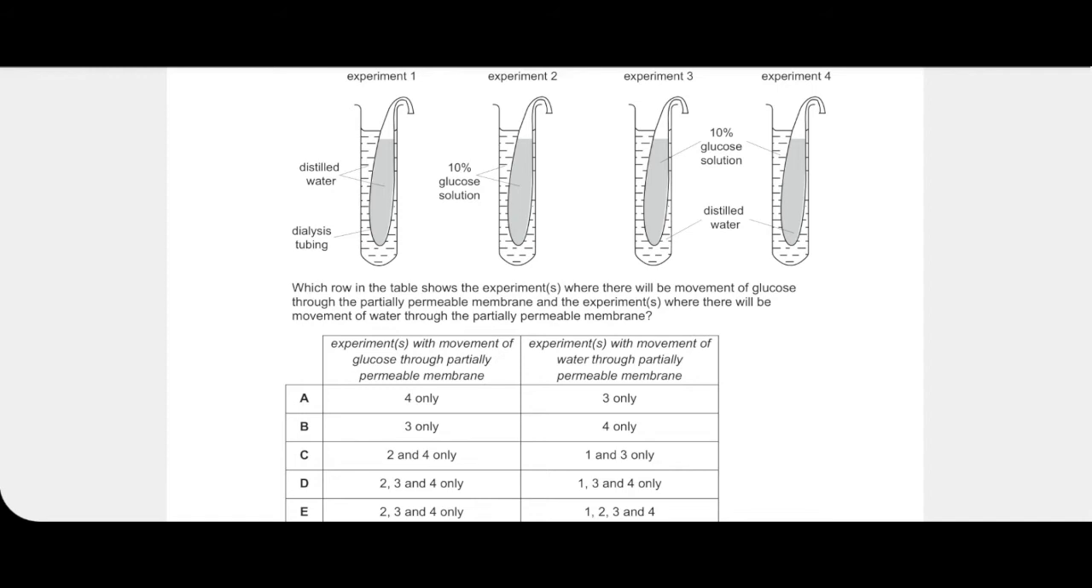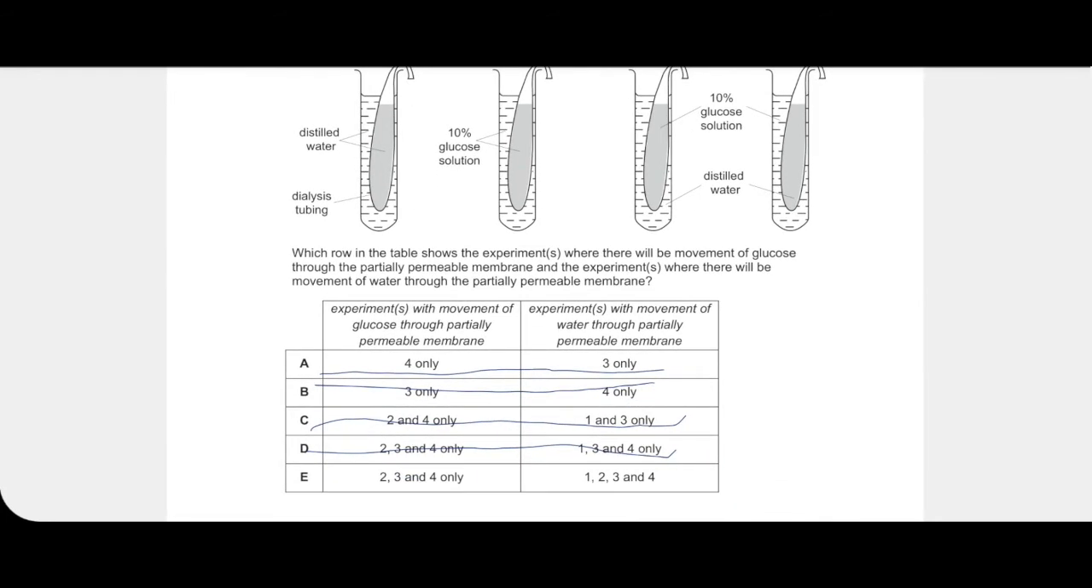So I'm going to start off with the movement of water. And the reason why I'm going to do this is because it's the easiest one. In all of the experiments, water will be moving back and forth across the membrane. However, in experiments 1 and 2, there is no net movement of water because the concentration inside and outside of the membrane is the same. So immediately, we can eliminate A, B, C, and D. And guess what? That leaves us with our answer, E. But I'll continue going through the question.